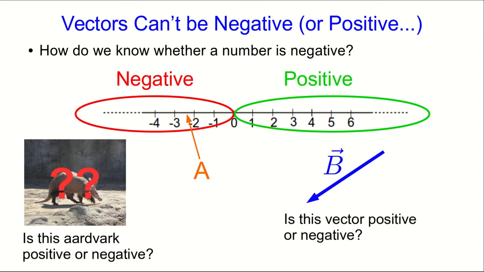Well, so now I'm going to ask you whether this vector is positive or negative. I hope you can see that this question is exactly as ridiculous as asking whether the aardvark is positive or negative. A vector isn't a number. It doesn't live on the number line. It's an arrow, and arrows don't live on number lines. And so vectors can't be positive or negative. It's meaningless to say that a vector is positive or negative.